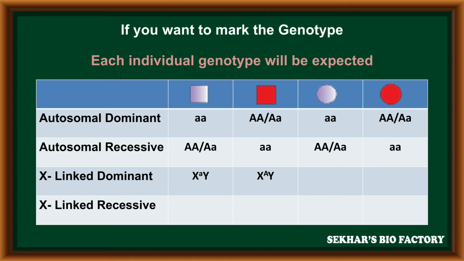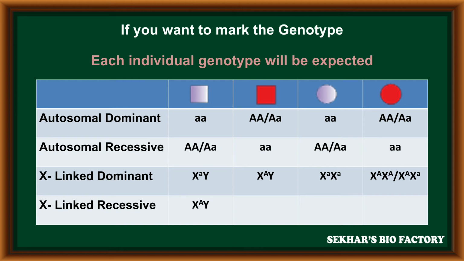And in case of an unaffected female, there is no dominant allele and the genotype is X small a X small a, having two X chromosomes. And in X-linked dominant, an affected female consists of X capital A X capital A, or X capital A X small a. So because of at least one dominant allele in X-linked dominant, male and female are affected. Like this, male and female are affected if they have at least one dominant allele.